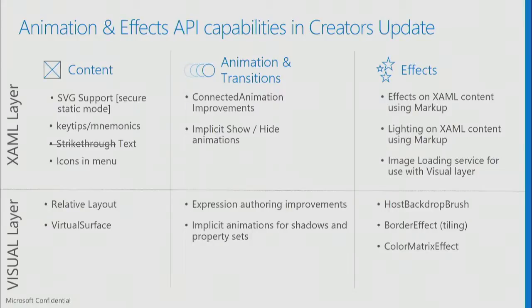We also made more investment into our effect system. We now support a new type of brush called the host backdrop brush. This is a special type of brush that lets you get blurred content from behind your window. This can be used to create unique experiences where you're trying to get users' focus based on the content that is behind users' window. We also have a border effect. This can be used to tile images. Using the border effect along with image loading service, for example, you can create a tile brush in XAML UWP that can replicate the tile brush behavior from WPF.